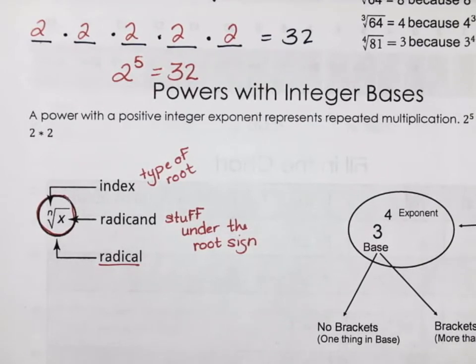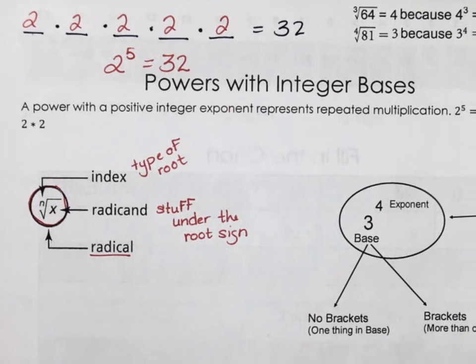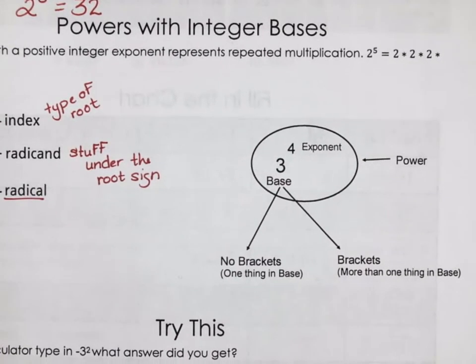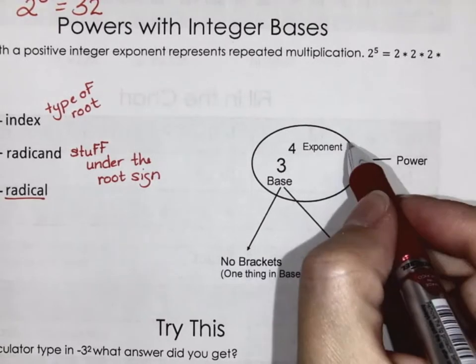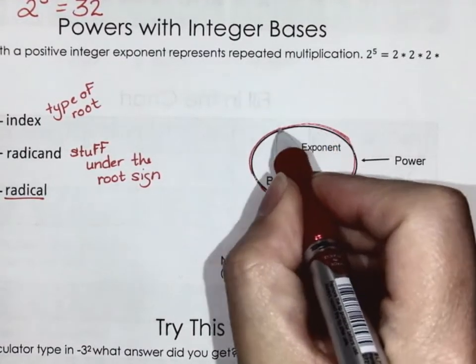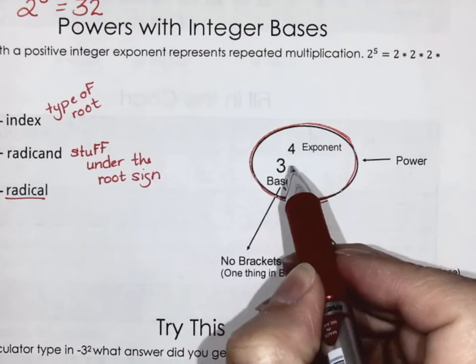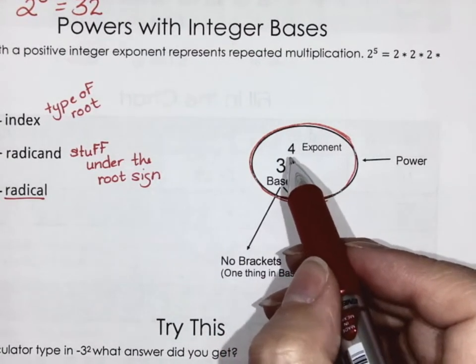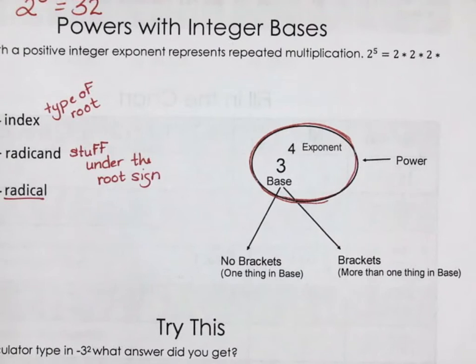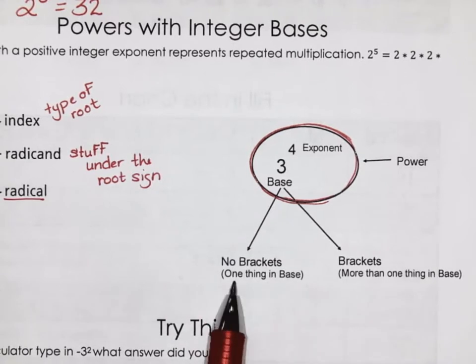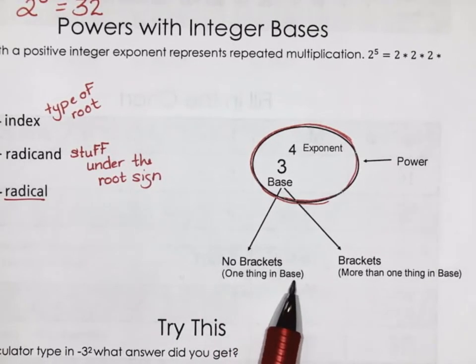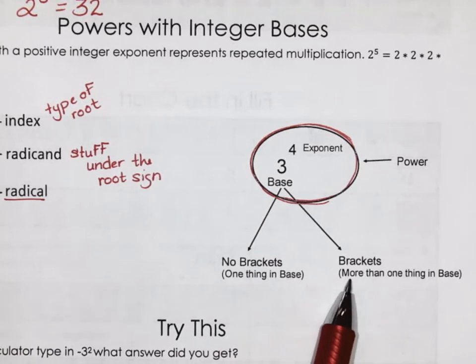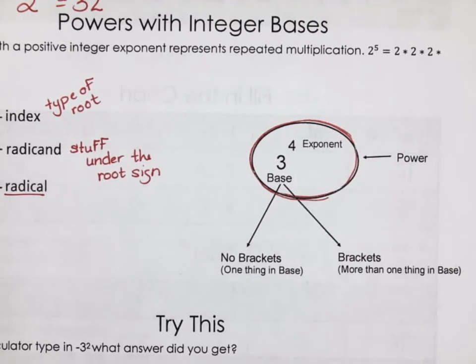All right. So this is what you learned in grade 9 was about powers. So powers, when I talk about a power, that's the whole thing. That's the big base number and the little exponent. So we don't say 3 to the power of 4, we say 3 to the exponent 4. The power represents the whole thing together. All right, so if it has no brackets, there's only one thing that makes up the base number. If you have brackets, then there's more than one thing that makes up the base number.